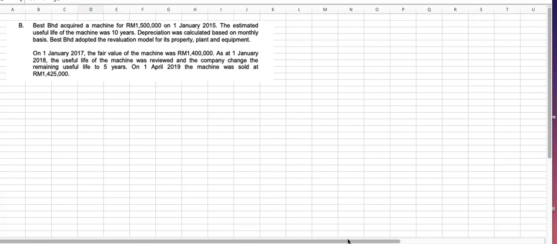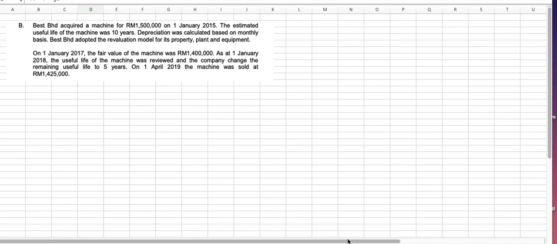Now I'm going to explain on test April 2019 part B. Okay, right, this is the question. It's a very short one, but maybe you think that this is the most difficult one. Okay, so the main thing is you must draw a correct timeline so that it will help you to prepare the notes on the PPE. So let's extract the information and put it in the timeline.